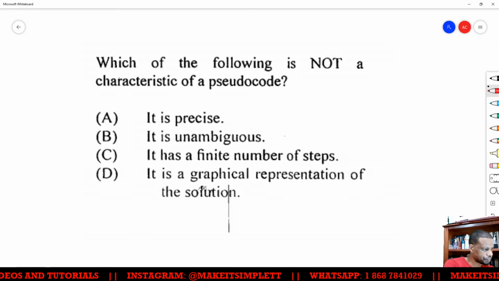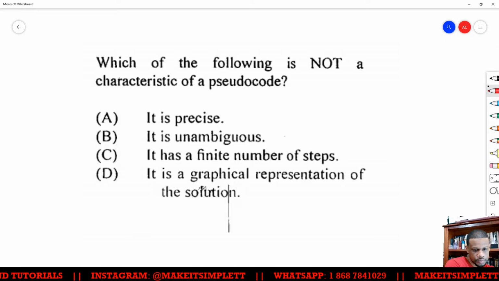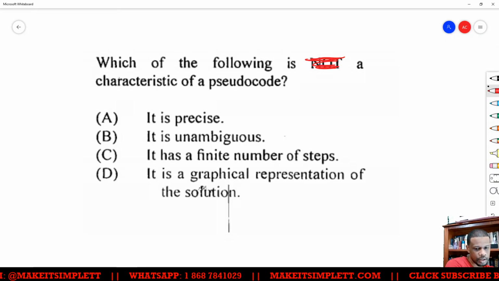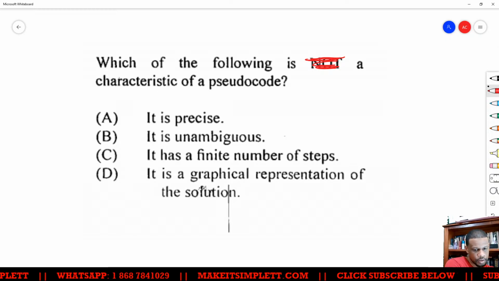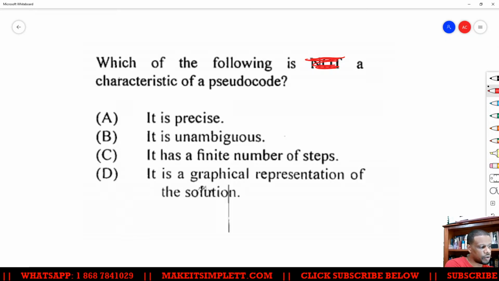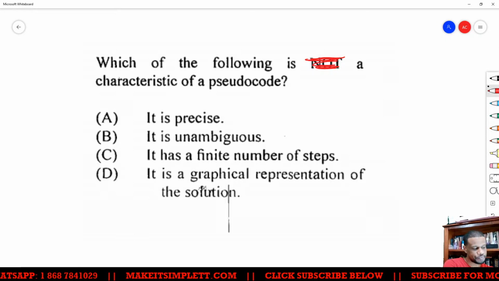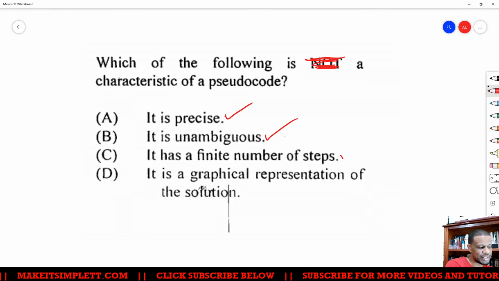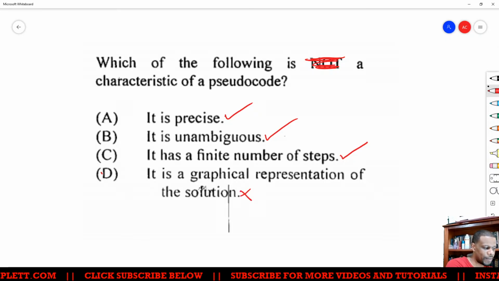Alright, so next, this is a normal question, right? So let me take out the nut. Which of the following is a characteristic of pseudocode? Pseudocode is precise, that is correct. It's unambiguous, yes. It's finite, yes. It's a graphical representation of a solution, no. So therefore my answer is D.